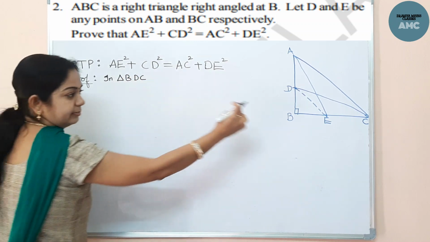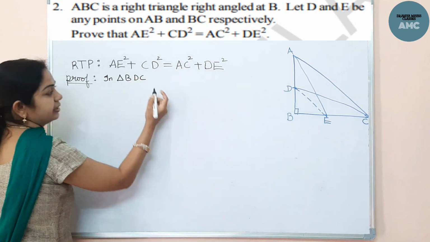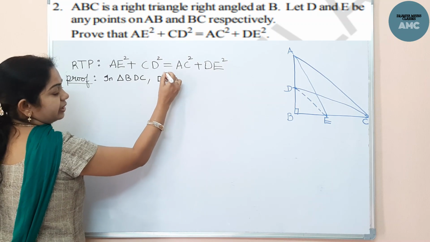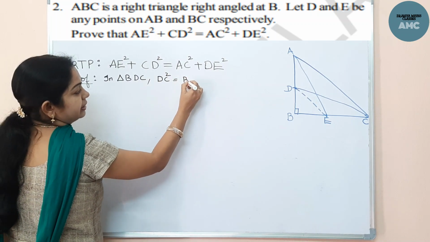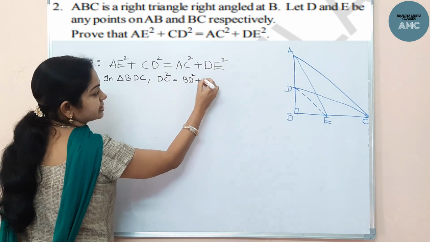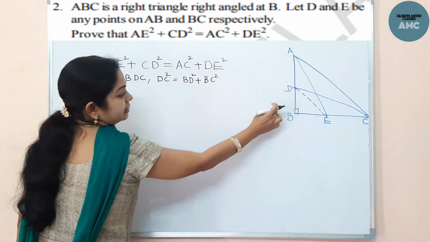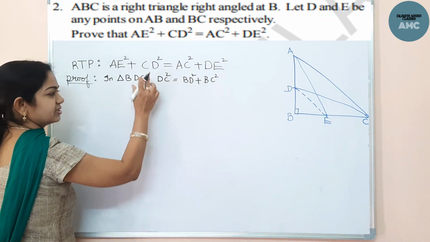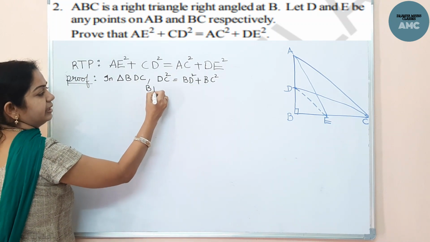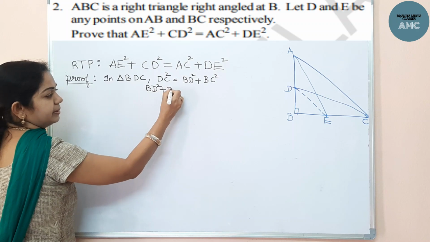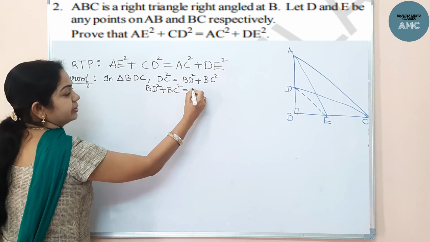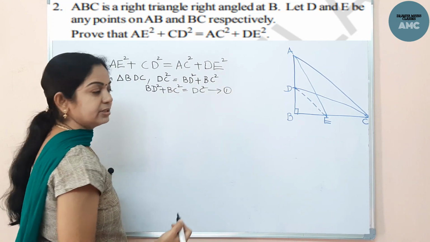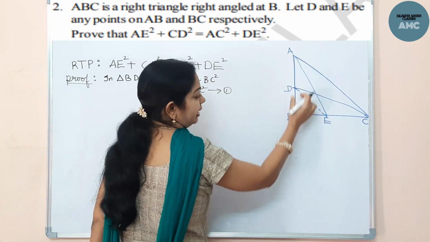Now, consider triangle BDC, because right angle at B. Here, the hypotenuse square, DC square, is equal to BD square plus BC square. So, BD square plus BC square is DC square, or else you can write like this also. BD square plus BC square is equal to DC square. So, this is equation 1.